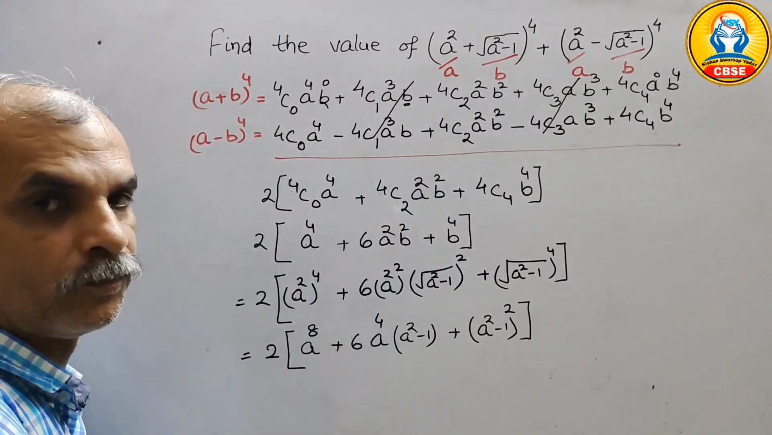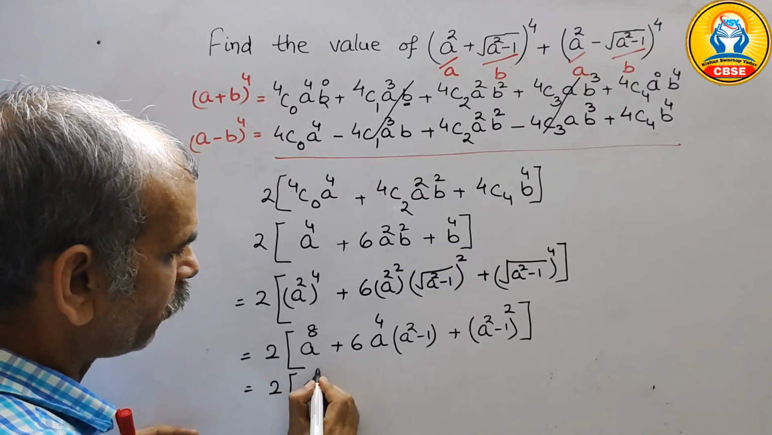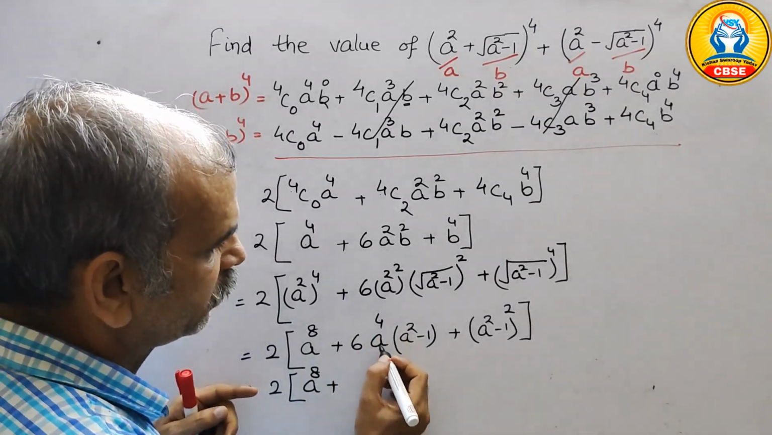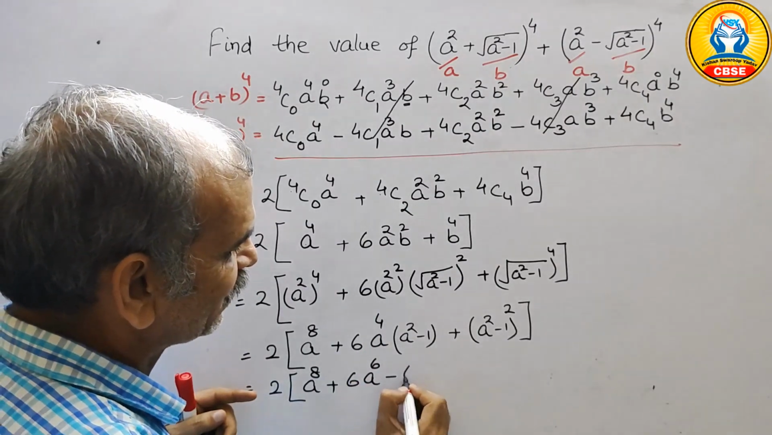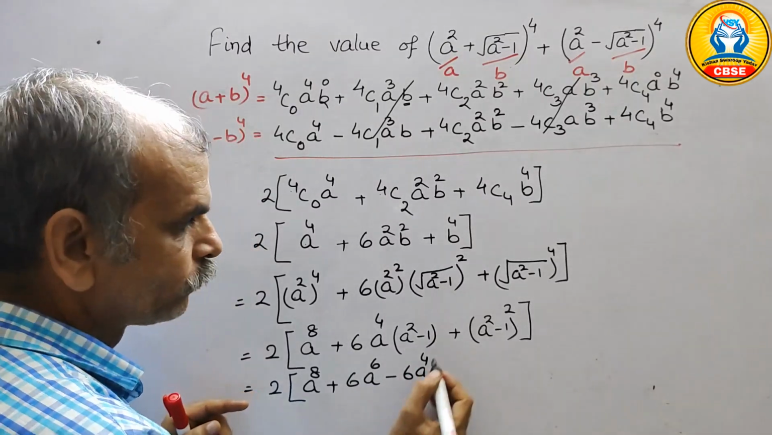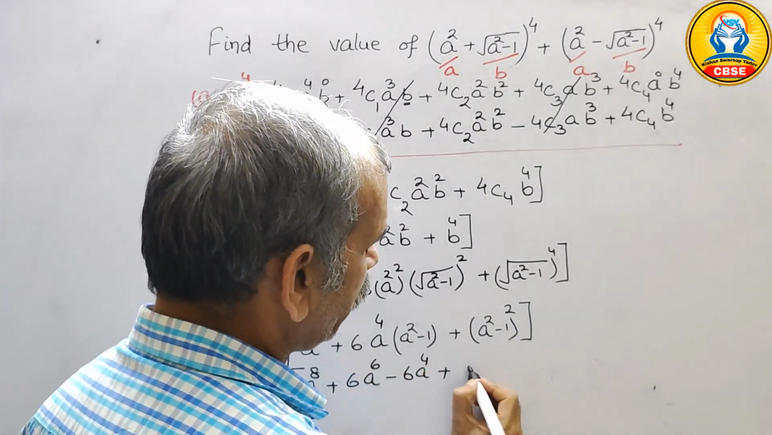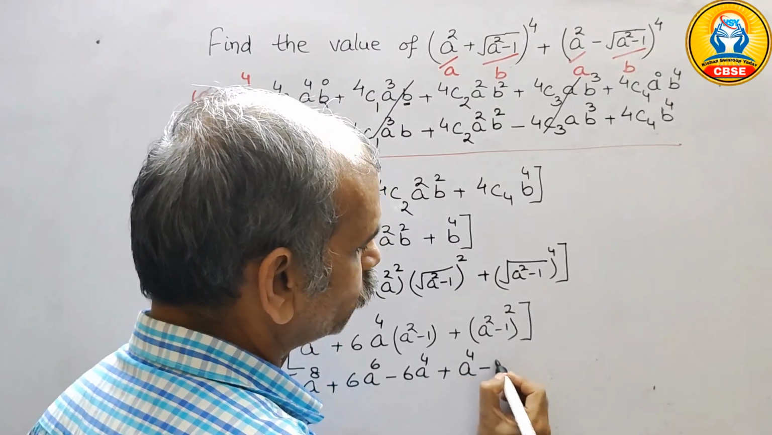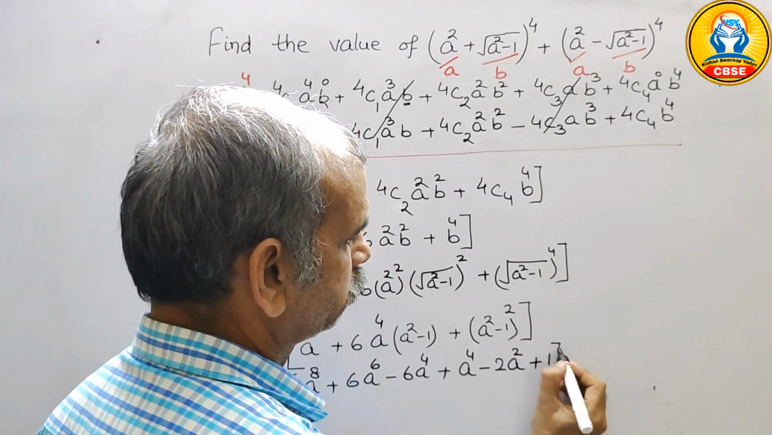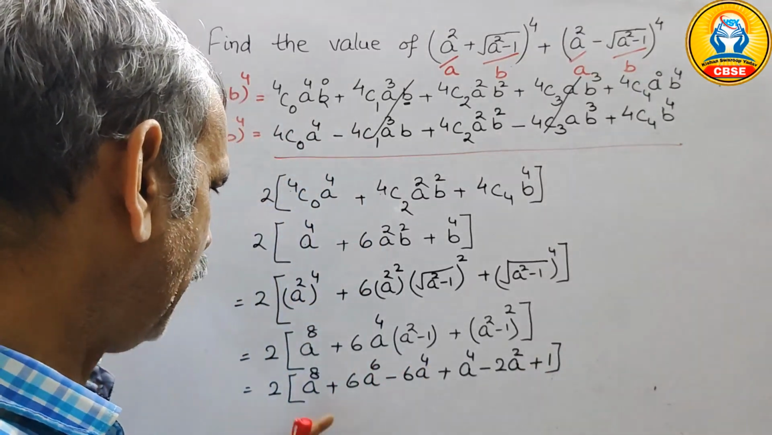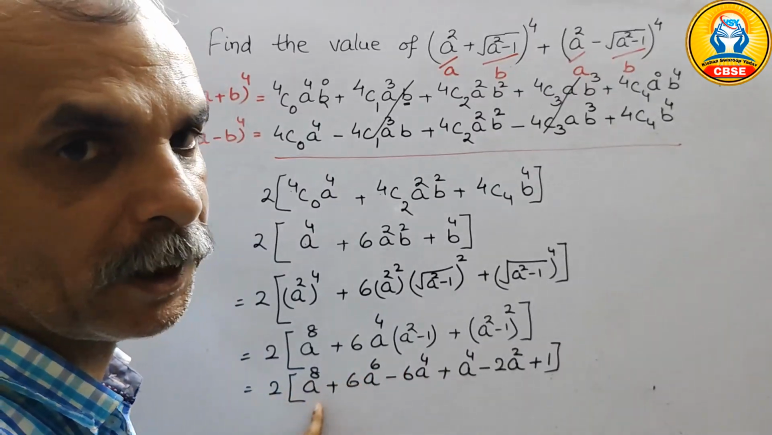Now we have to solve this. If you solve this, what you will get? 2 into a to the power of 8 plus 6 a to the power of 6 minus 6 a to the power of 4, plus, now the a minus b whole square formula, so here it will be a to the power of 4 minus 2 a square plus 1. Now solve this. Anywhere we can solve? Yes. Only this we can solve. And 2 also we will multiply here.